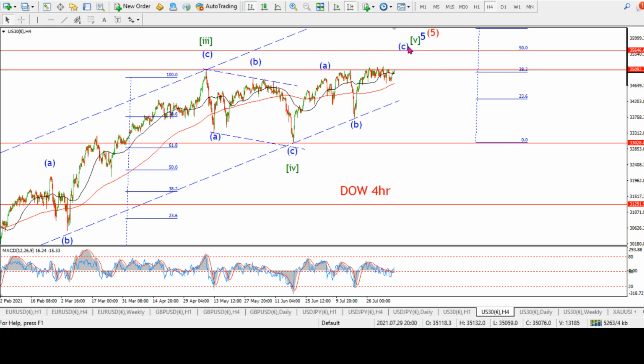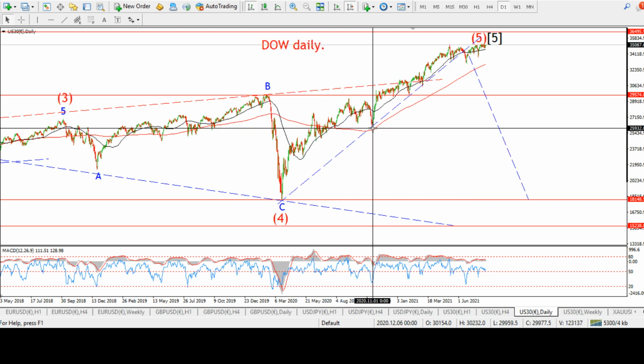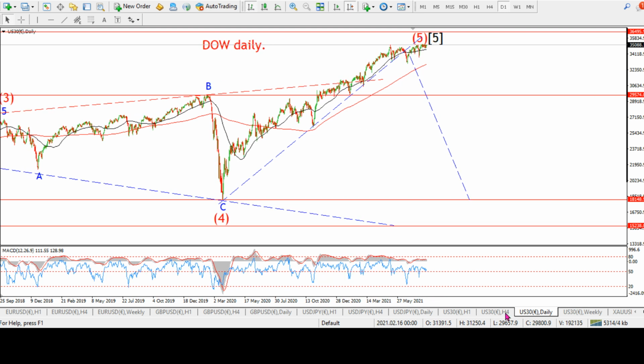If we are in wave C of 5, then I should go down into the hourly count. I'll show you how that's progressing at the moment. Actually, before I do that, I'll go out into the daily count and show you what I'm looking at here. So an ABC decline into that March low last year, and off that we have a 5-wave rally ending in an ending diagonal, and that ending diagonal starts back last November. So November low, tracing out 5 waves up off that will give us our high up here somewhere quite soon.